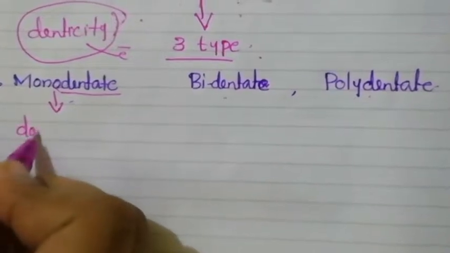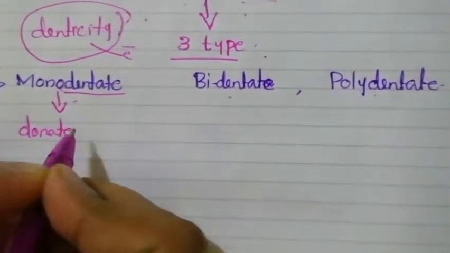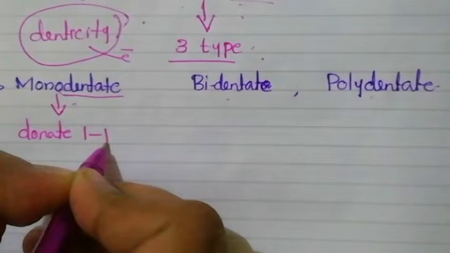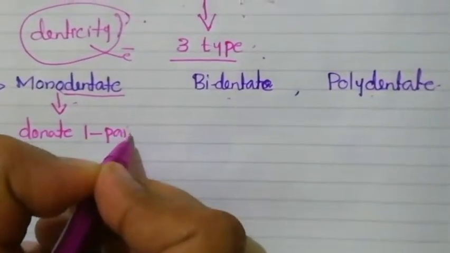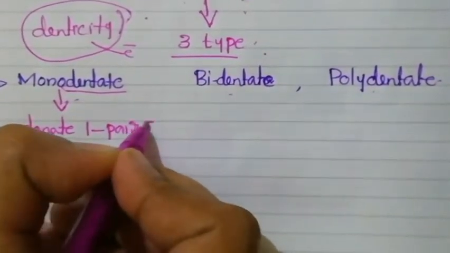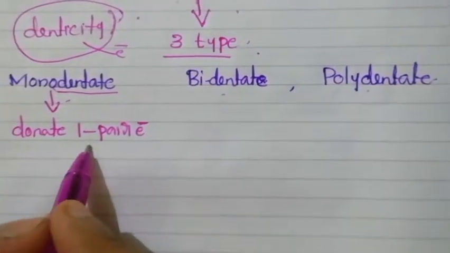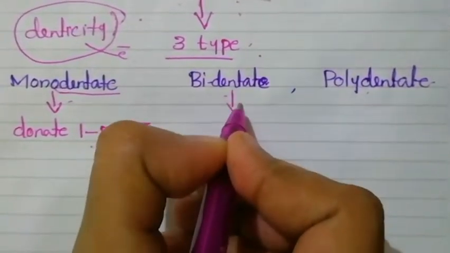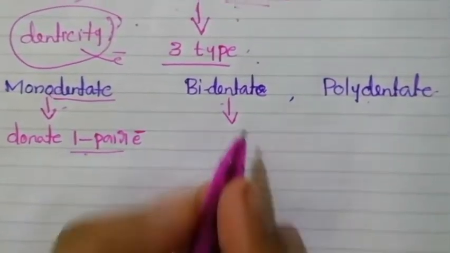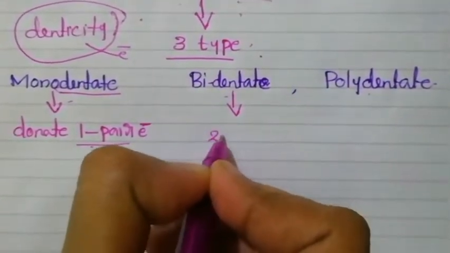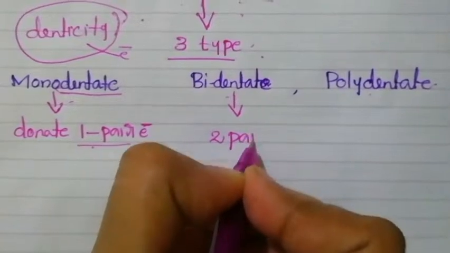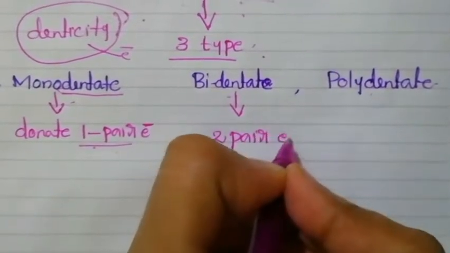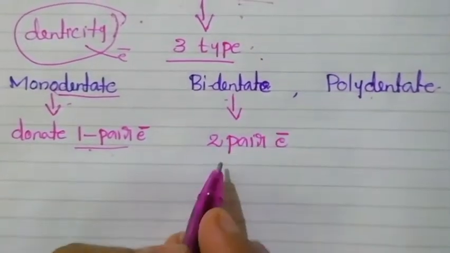So what is a monodentate ligand? A monodentate ligand should donate 1 pair of electrons to the central metal atom. It donates not 1 electron, but 1 pair of electrons. And using this we can define a bidentate ligand. A bidentate ligand should donate 2 pairs of electrons.